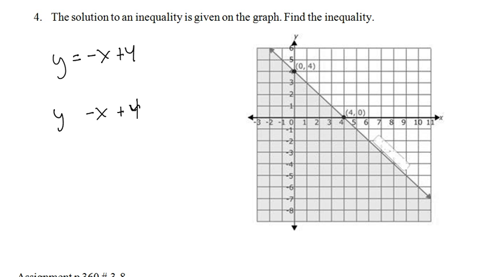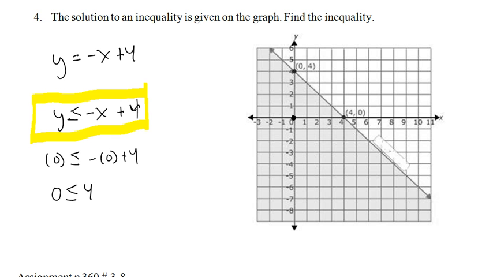Okay, now we need to figure out what's going to happen with our Pac-Man. Is it going to be greater than or equal to or less than or equal to? Well, again, let's go back to our old friend 0, 0. In this case, I'm using 0, 0 because it's part of the solution. I just want to choose any point that's part of the solution. So in this case, 0, 0 is part of the solution, so I end up with 0 on the left and 4 on the right. Well, that must mean that if that's going to be true, then our Pac-Man must be facing that way. So there we go. So the graph on the right is the solution to this inequality here.